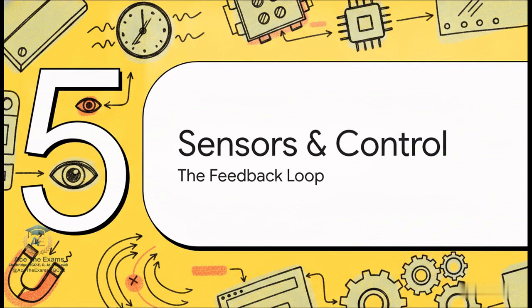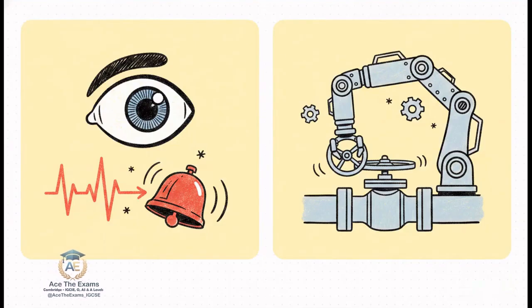Section 5. Sensors and automated control. The feedback loop. Now we reach the absolute coolest part of hardware, true automation. How do computers act without us pressing any buttons at all? They use sensors to read physical properties, like temperature, light, or magnetic fields. But before we look at an example, I want to clarify a crucial distinction. This is challenge 2. Find the flaw.